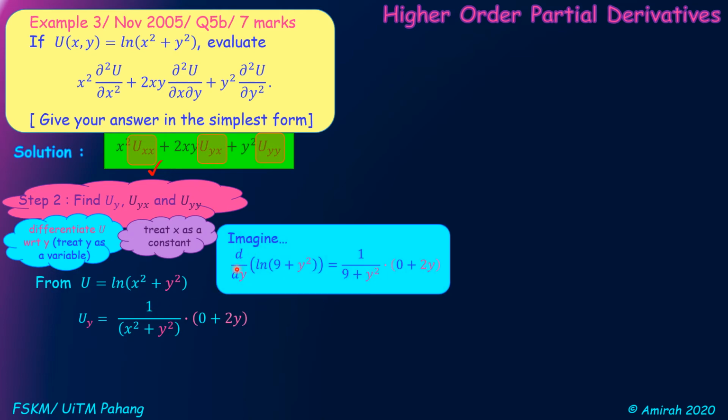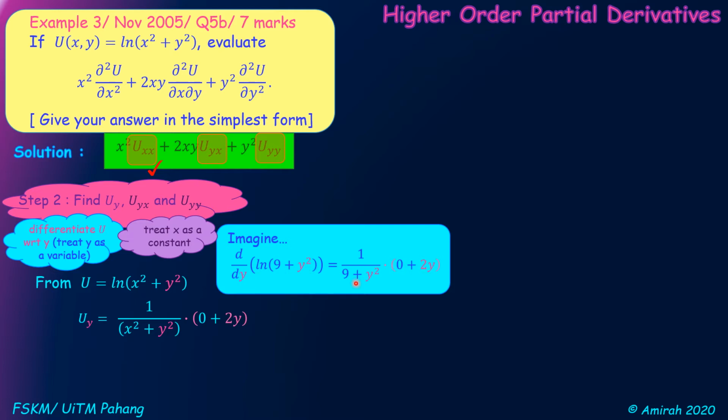We can just imagine. Let's say we want to differentiate ln(9 + y squared) with respect to y. The 9 here means, let's say we replace x equals 3, because now we treat x as a constant. So x equals 3, and 3 squared equals 9. So now we have ln(9 + y squared). If we want to differentiate it with respect to y, we get 1 over 9 plus y squared. And after that, we differentiate the function inside ln. We differentiate 9, which equals 0, and then plus, we differentiate y squared with respect to y, so we get 2y.